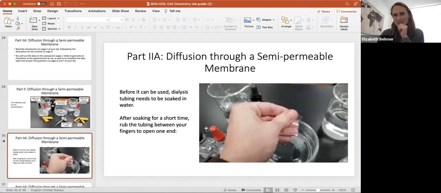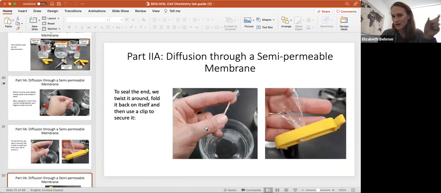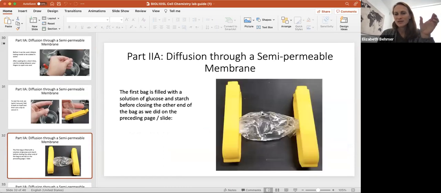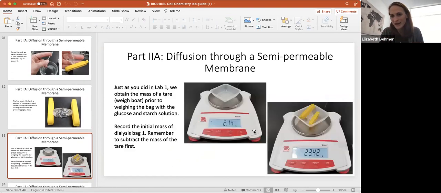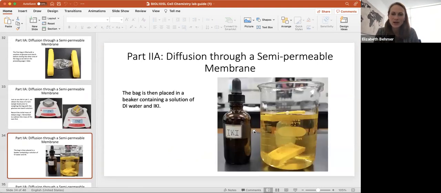Some of this I might have you work on on your own because it takes you through this setup. We soak the dialysis tubing, we seal it off. We will add a solution of glucose and starch into the bag. So we're putting 2 molecules into this bag, glucose and starch, and we're going to see if glucose or starch will leave the dialysis tubing, if it will leave the bag. We'll measure the weight of that bag because we want to see if anything leaves. So you'll have to indicate the mass of it. We are going to place the bag in a beaker containing a solution of distilled water and IKI.